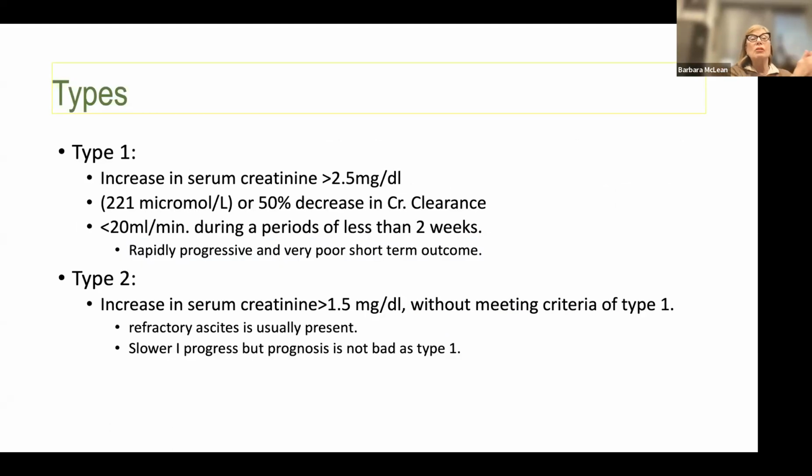Now, if we wanted to say particularly how do we look at a type 1 versus a type 2, type 1, remember, is really acute. This happens quite acutely, usually under our eyes or in the last day. Their creatinine increases to greater than 2.5 milligrams per deciliter, okay? Or they've had a 50% decrease in creatinine clearance, and that occurs over a short period of time, usually less than 2 weeks. It progresses very, very rapidly, and there is a very poor short-term outcome.